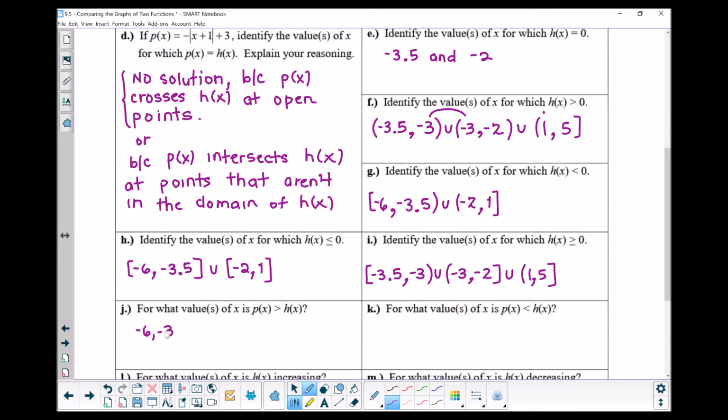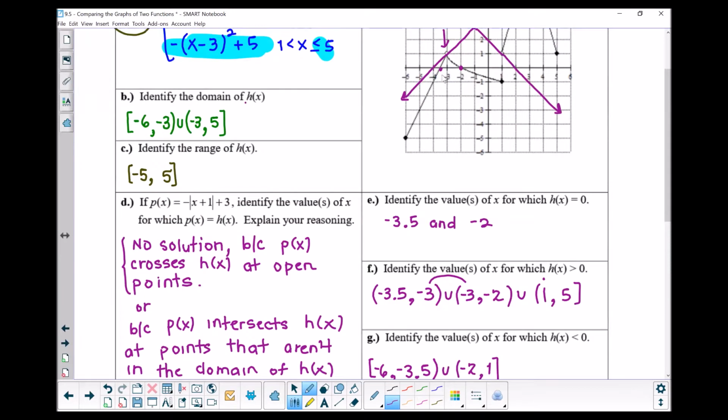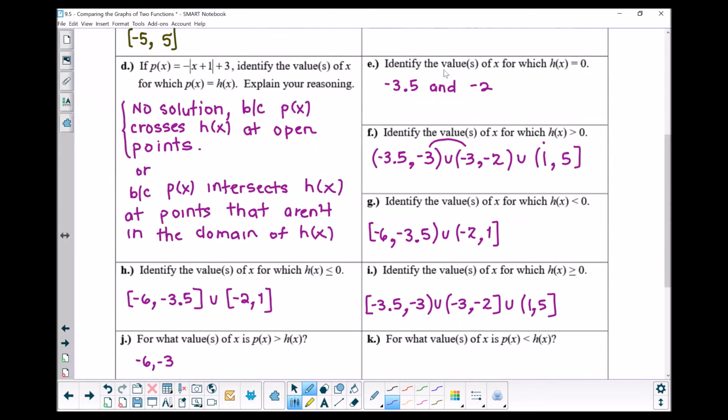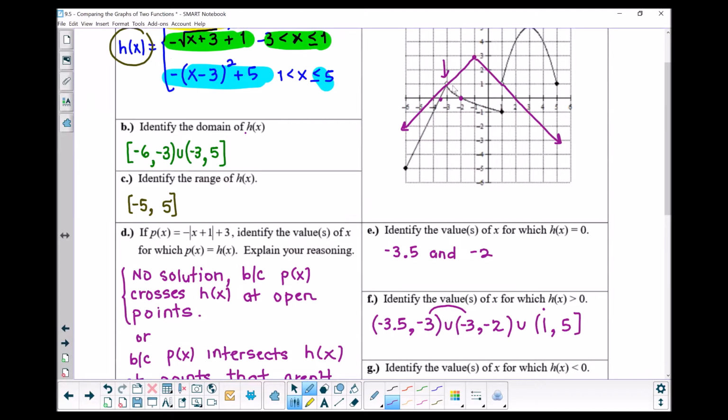But do we include the -6? I would say certainly we would, but we do not include the -3 because it's not defined in the H of X value, the H of X function. There probably is another interval. The purple graph is above. Oh, it's going to be above even more afterwards.